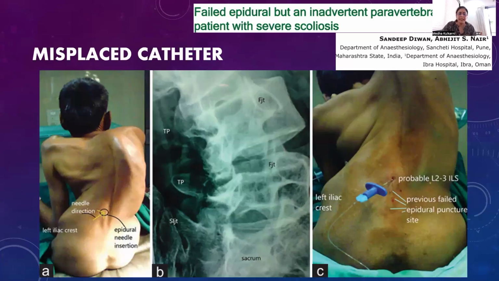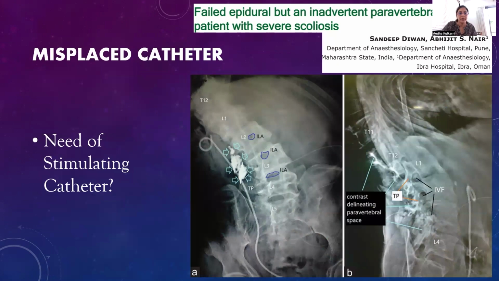Similarly, in such cases, however, there are chances of a misplaced catheter in spite of all this preparation with a preoperative radiograph and everything. There could be misplacement of the catheter. It might land up in the paravertebral space or elsewhere. So you need to be very careful when you're putting an epidural catheter. So in these cases, the stimulating catheters might help. So you can precisely identify at what level your catheter is, where your catheter is.